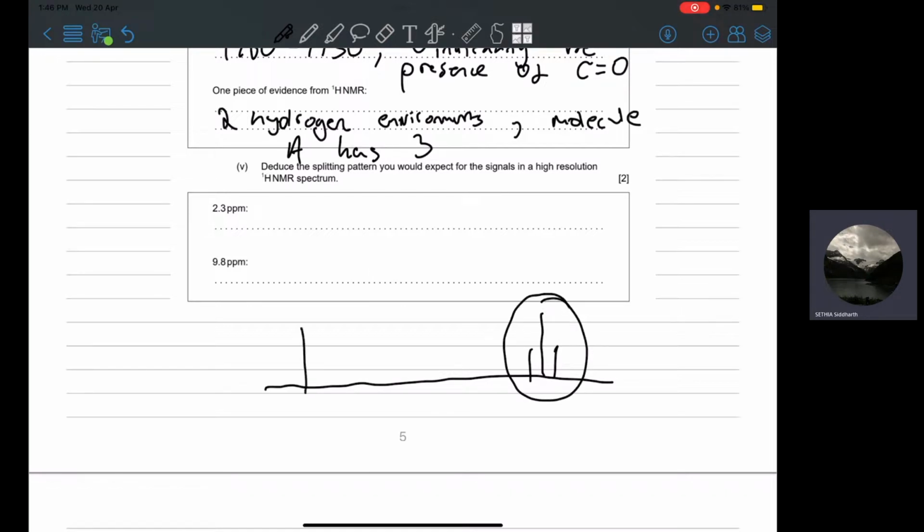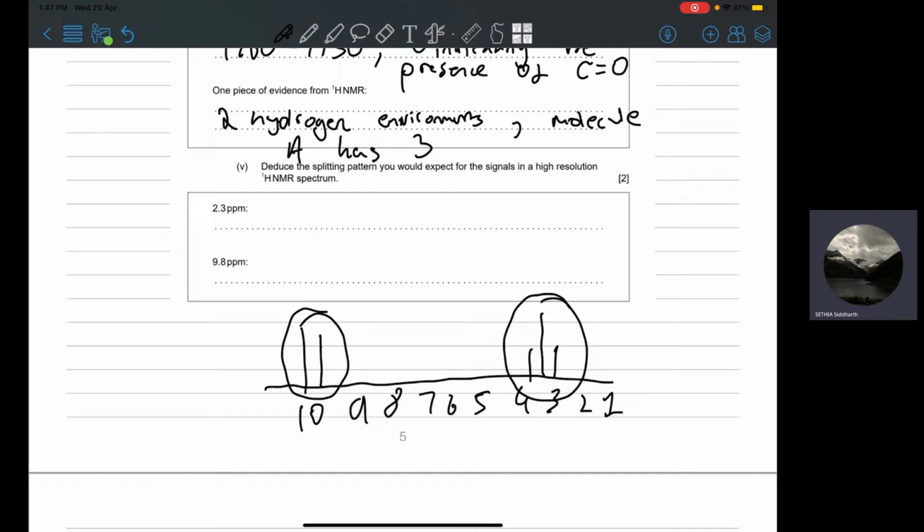And then this peak over here might have just these two peaks clustered around it, right? So in a high resolution HNMR spectrum, this is something that you can expect. And why does this happen? Why do we see the splitting? Well, the splitting occurs when one hydrogen environment is close to another hydrogen environment.